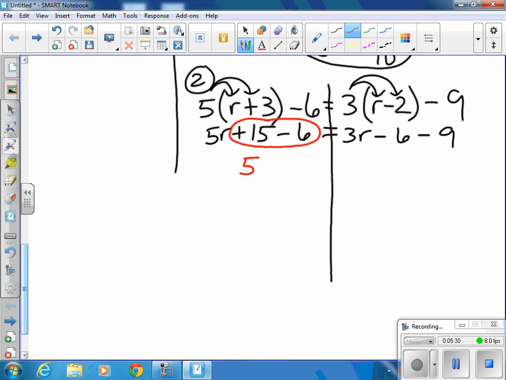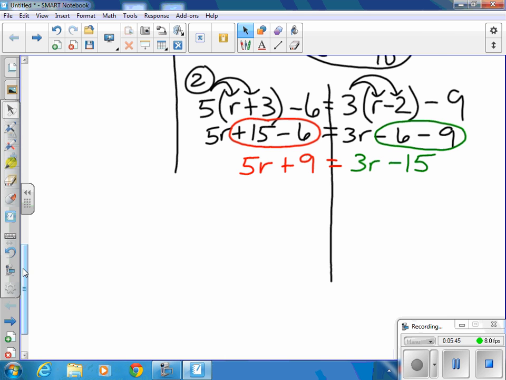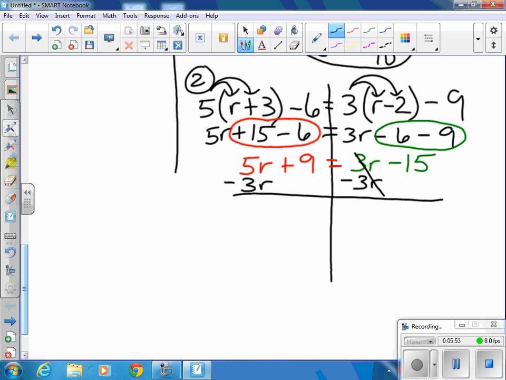So this turns into 5r plus 9. On the right-hand side, we can put the negative 6 and the negative 9 together because those are like terms. So that makes 3r minus 15. Right? So now you're ready to move your smallest variable, and in this case 3r is smaller than 5r. It's a positive 3r, so we're going to subtract 3r from both sides so that the 3r goes away.